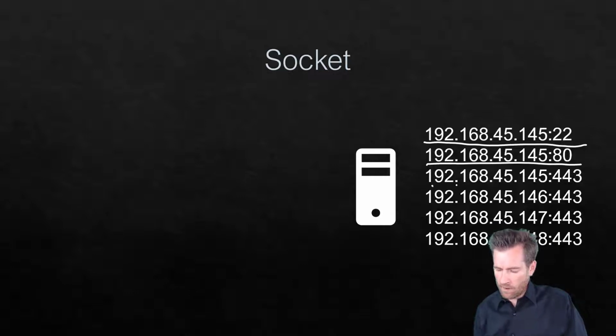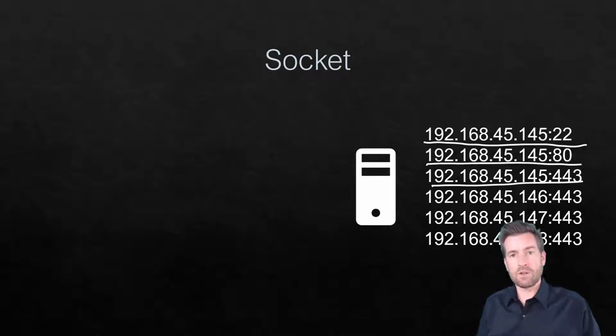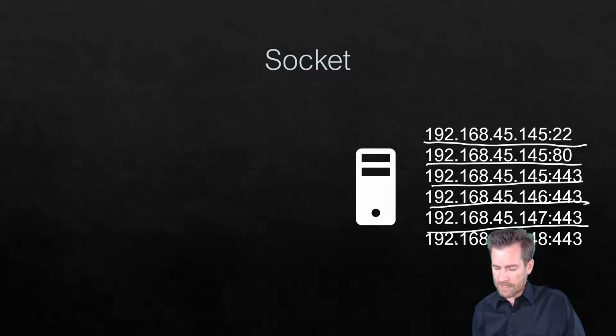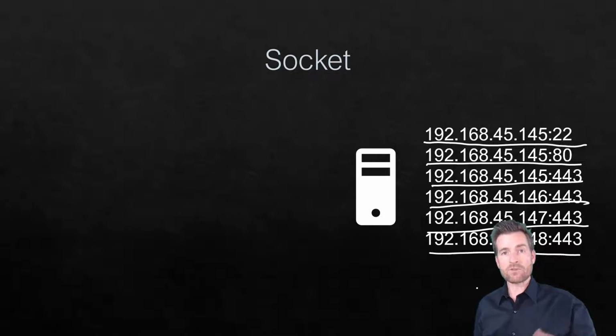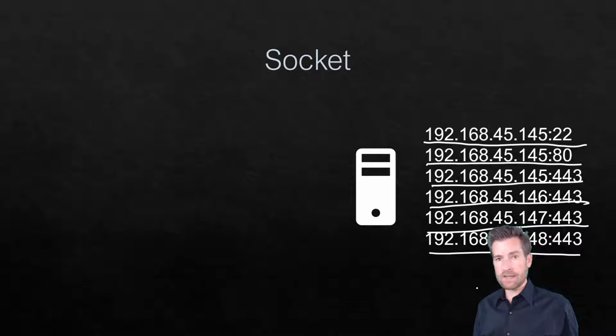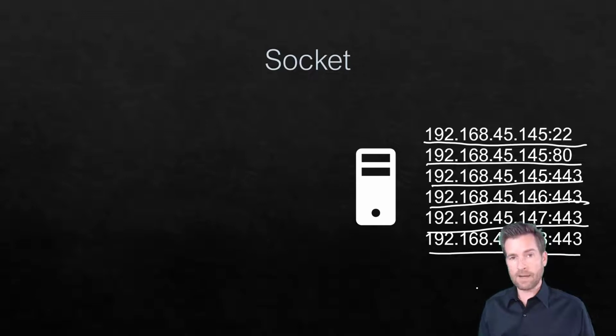Then we have 145, which is colon 443, which is HTTPS. So we have a website that we're hosting there. Looks like we may have a few other websites that are being hosted on these, and each one of these is a separate socket. So in this example, because of the port combinations and the IP combinations, we have 6 different sockets that are open on this server.